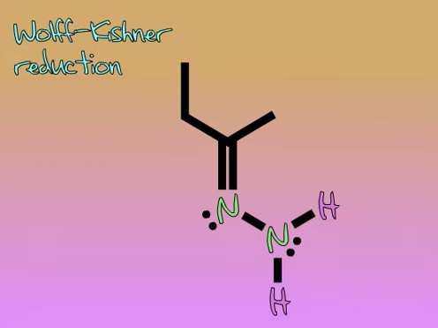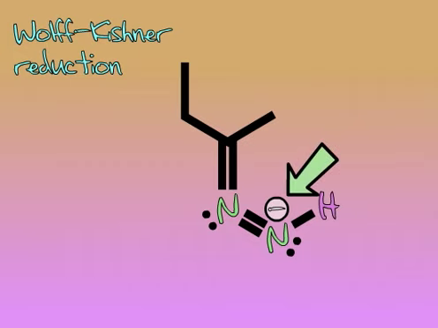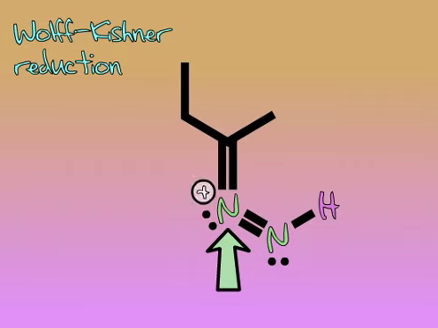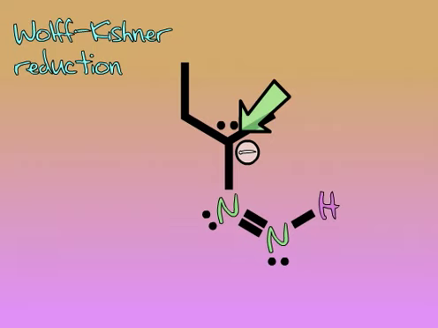Adding a hot base, like sodium hydroxide, removes one of these hydrogens, allowing the electrons to quickly form a double bond with the other nitrogen, thereby neutralizing the nitrogen's negative charge. But this gives the other nitrogen a positive charge, which it neutralizes by giving these pi electrons to the carbon. The carbanion is protonated by water.